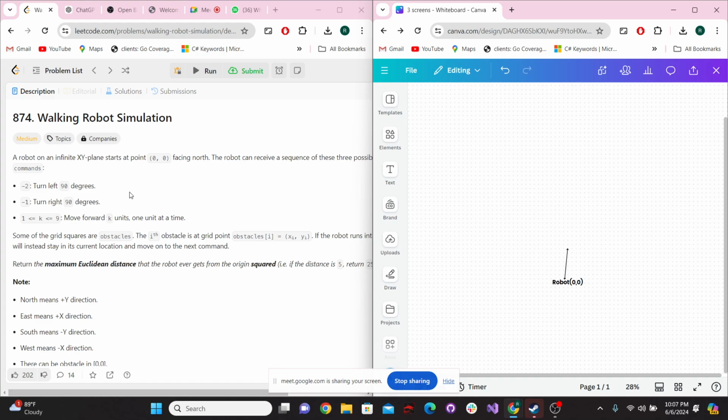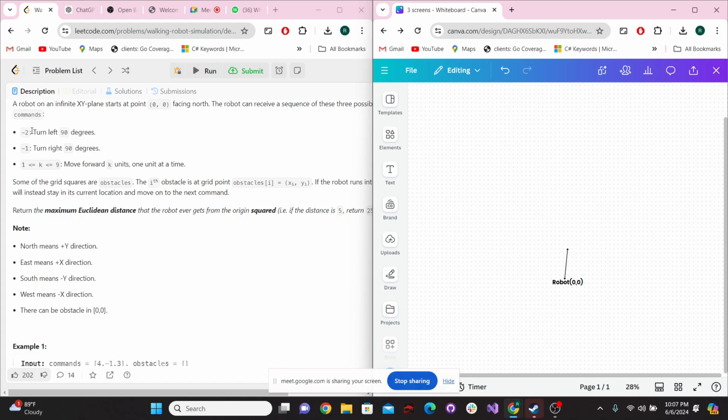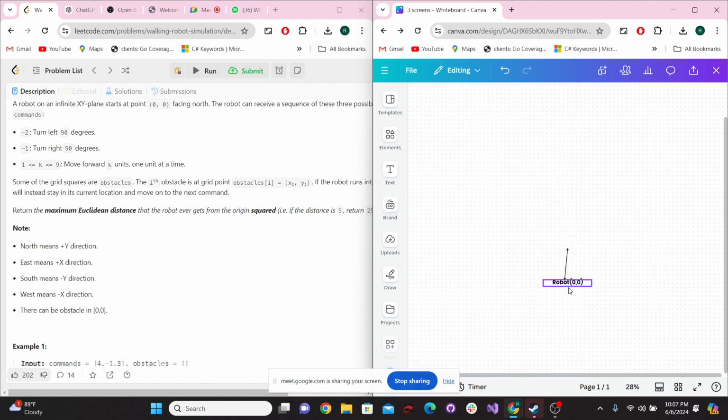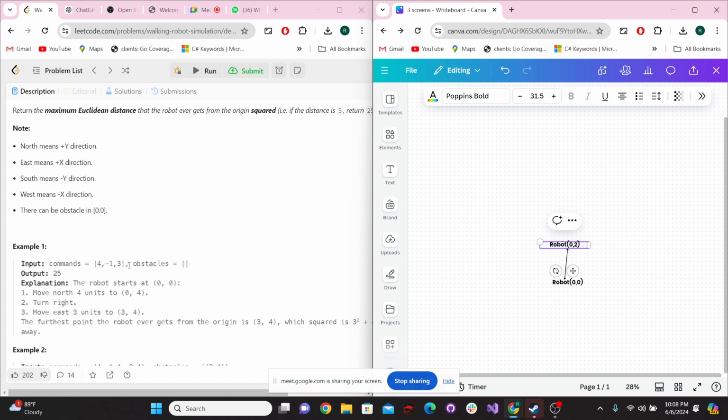And then the robot can receive a sequence. It says -2, then turn left, left 90 degrees, right? So it goes north, and then it gets this sequence, right? That -2. Let's just say this is something, right? So it turns left, right? Then it gets -1, then it turns right 90 degrees. So depending on the sequence of instructions, right, you have a set of instructions here. Let's say these kind of commands, right?